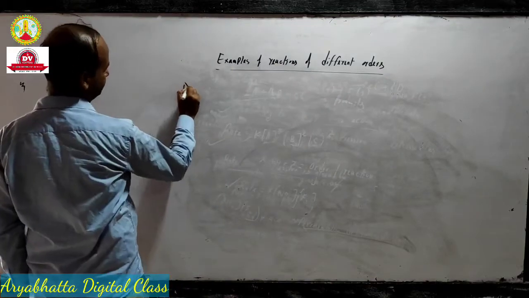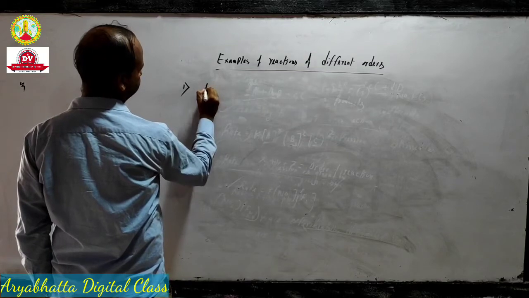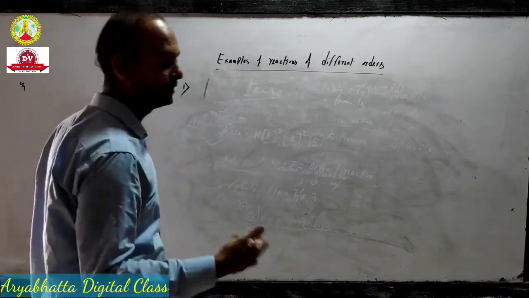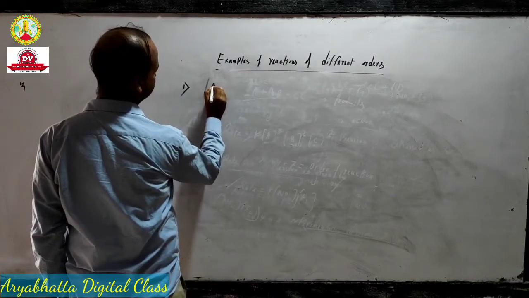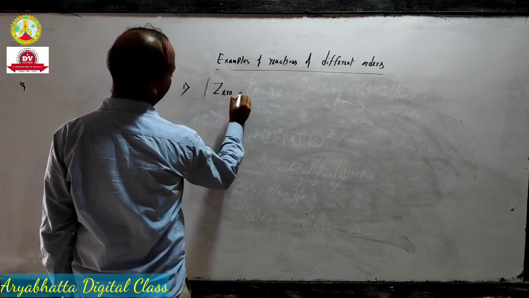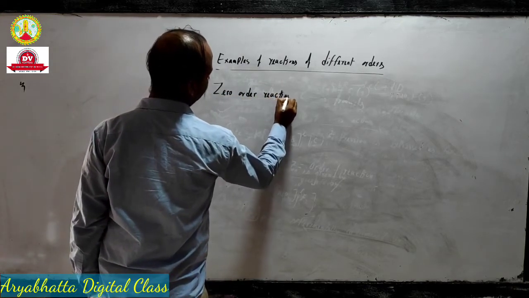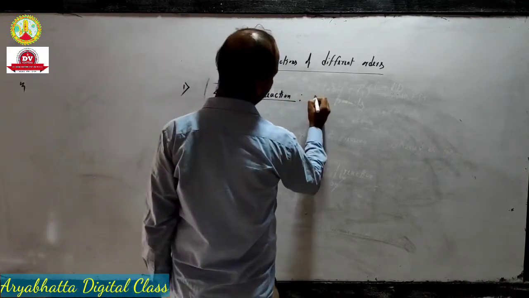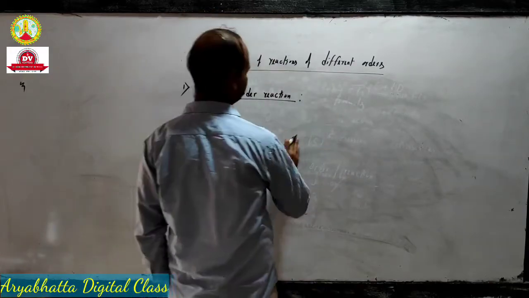Now let's see the first example. This is the first example. Okay, I'm going to show a reaction where order is zero. Zero order reaction देख लो. Zero order reaction. Okay, example देख लो. Zero order reaction. Okay, this reaction is available in your textbook. तुम्हारा textbook में भी ये reaction देख लेना.